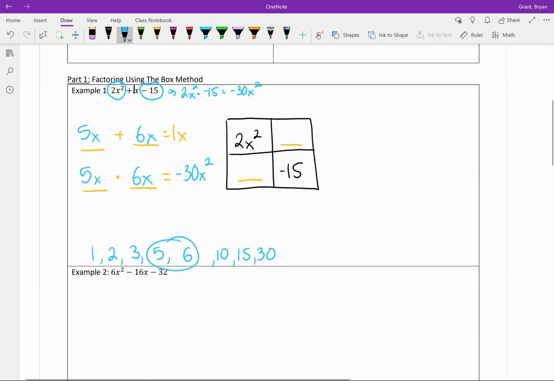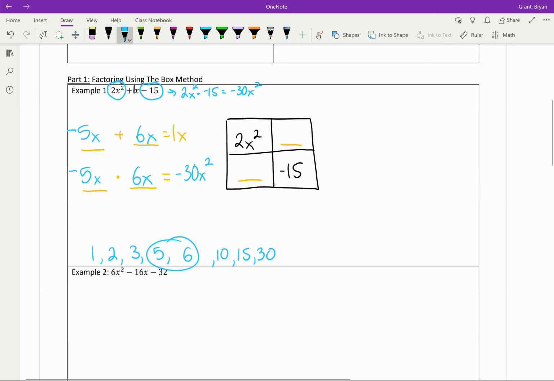So I think we're going to probably have to make one of these negative to get to 1x, and that would make sense because a negative times a positive is a negative. The question is which one, and it is important. Well, if I made this a negative 6, 5 minus 6 would be negative 1, and that's not what we want. Instead, I think we'll want this to be negative 5. Negative 5 plus 6 is positive 1. Negative 5 times 6 is negative 30.